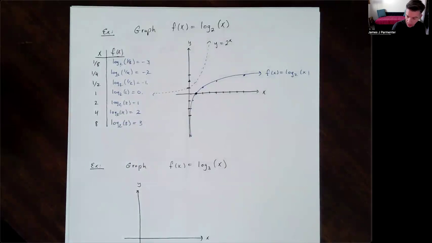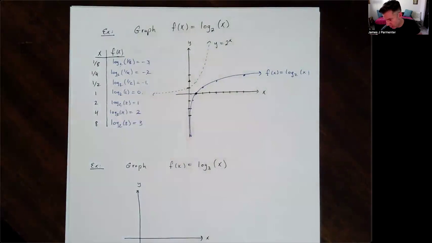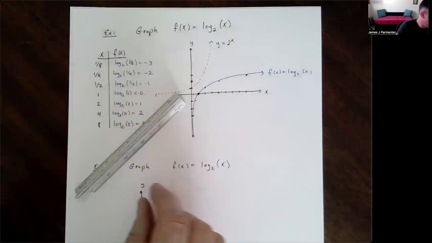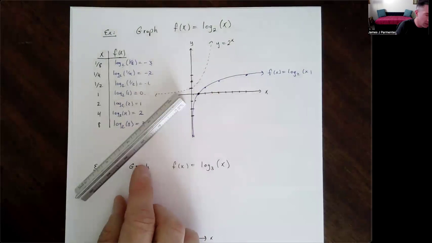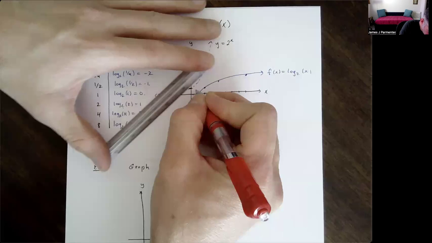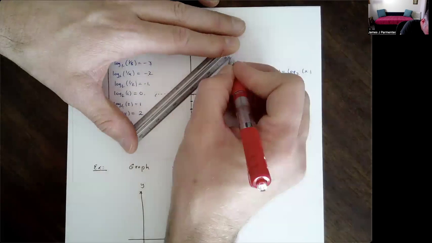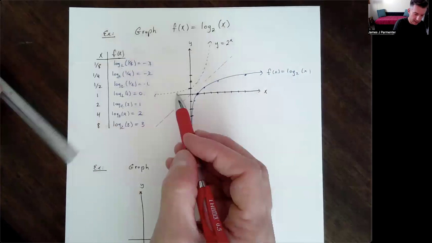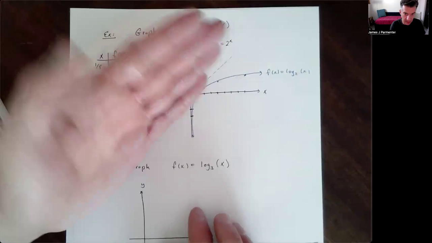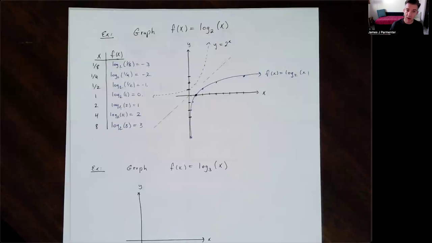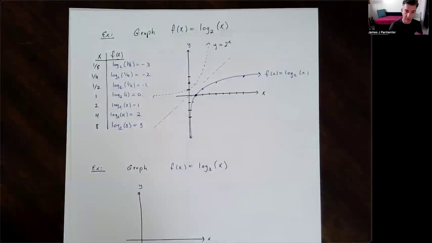And notably, you can see, where'd my ruler go? I had my little ruler over here. There it is. Notably, you can see that these graphs are reflections of each other across the line y equals x. If I draw the line y equals x here, you can see it exactly looks like we took this original graph of 2 to the x and just flipped it across the line y equals x to get log base 2 of x. And that is always the case for logarithms. So logarithmic functions and exponential functions are inverses of each other.